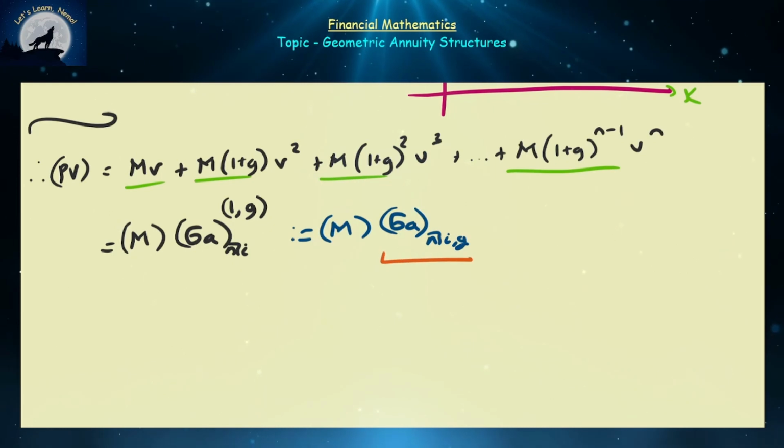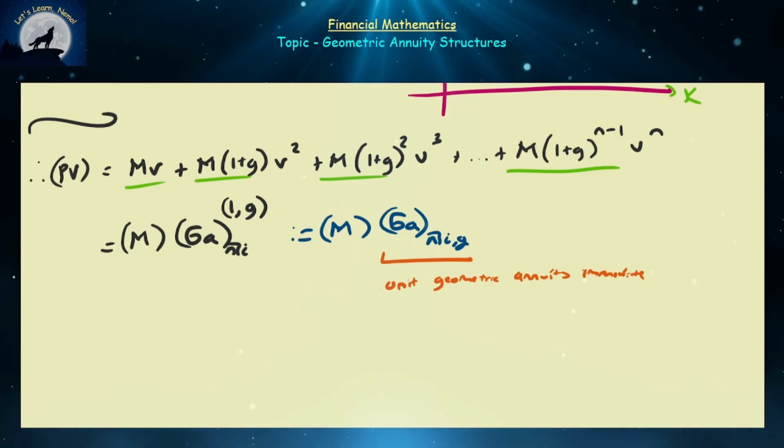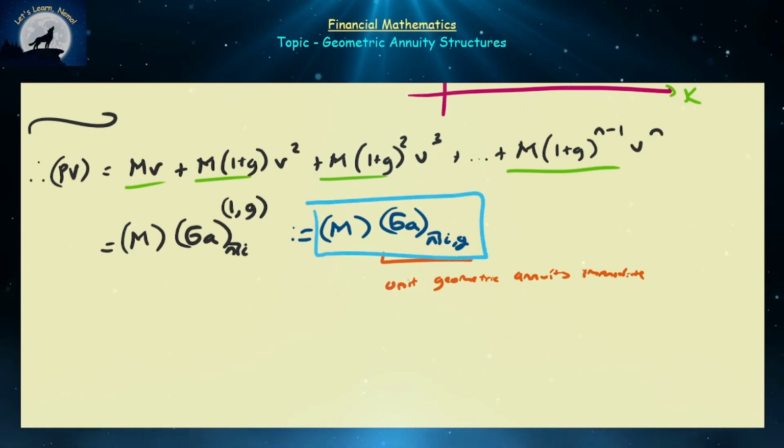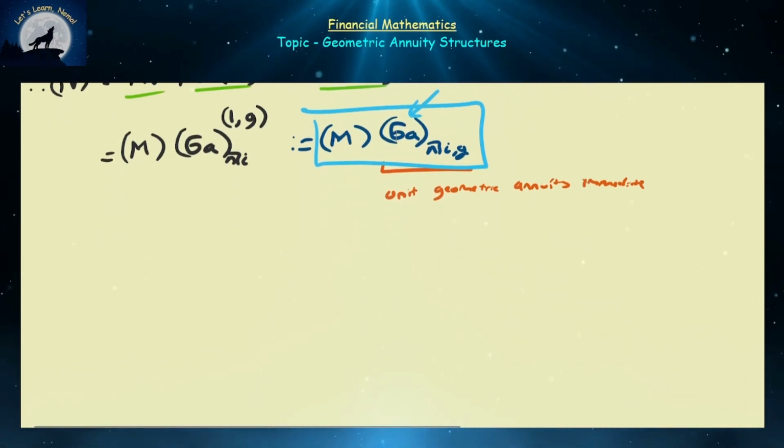So this notation is just a unit geometric annuity immediate, or geometrically increasing annuity immediate. So our goal is to find this. If we can find this present value of a unit geometric annuity immediate, then we can just multiply that by M, and that gives us our general present value for our general geometrically increasing annuity immediate. So let's find (Ga) first, and then we're just going to multiply it by M.